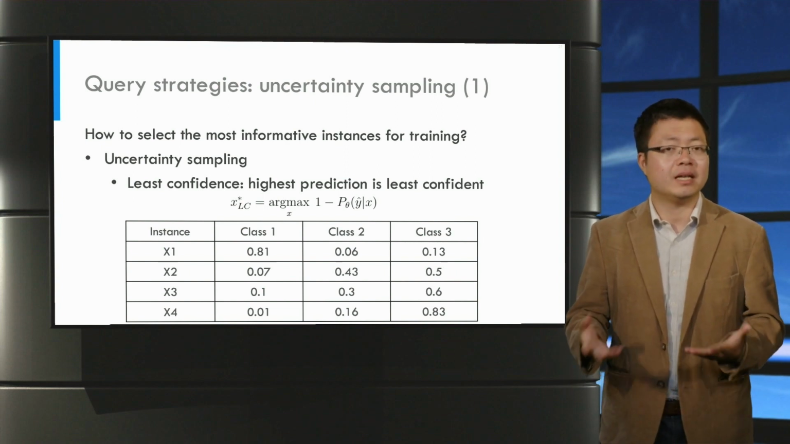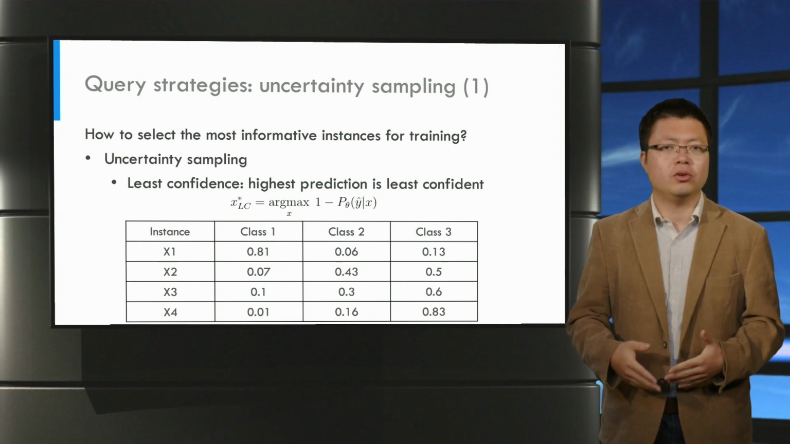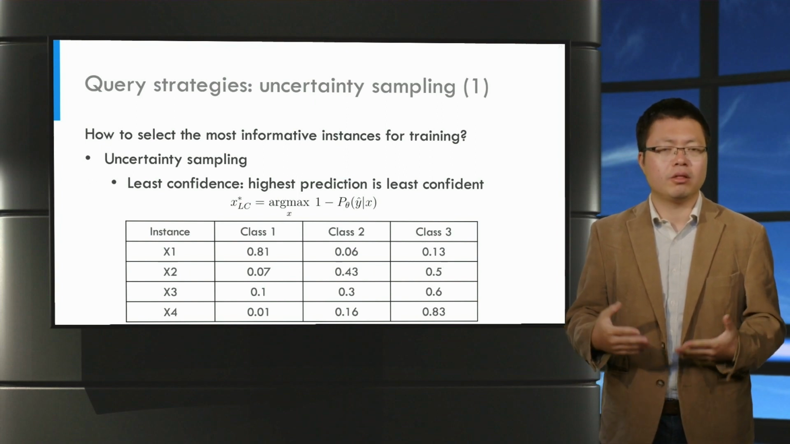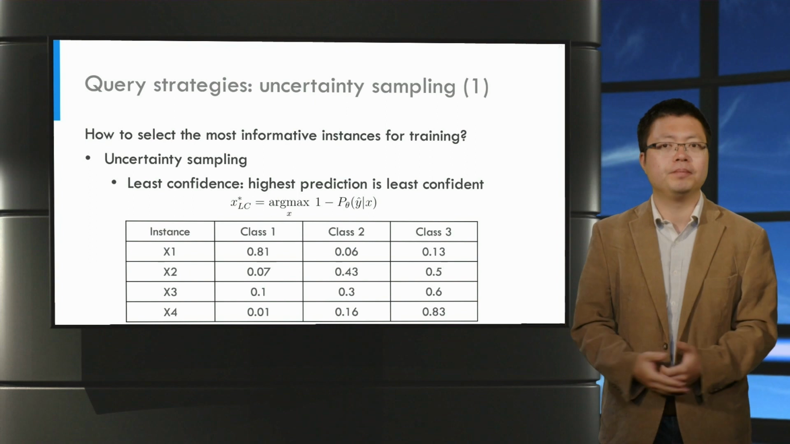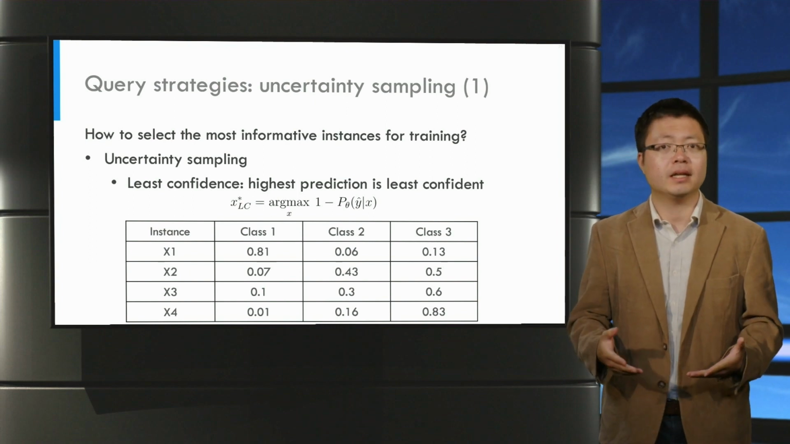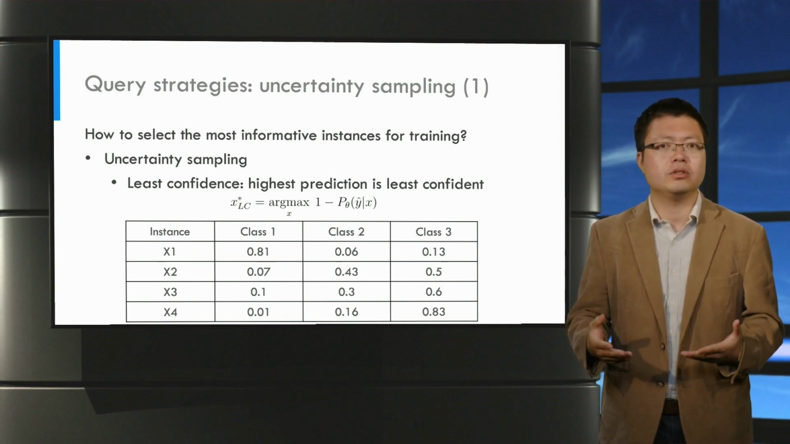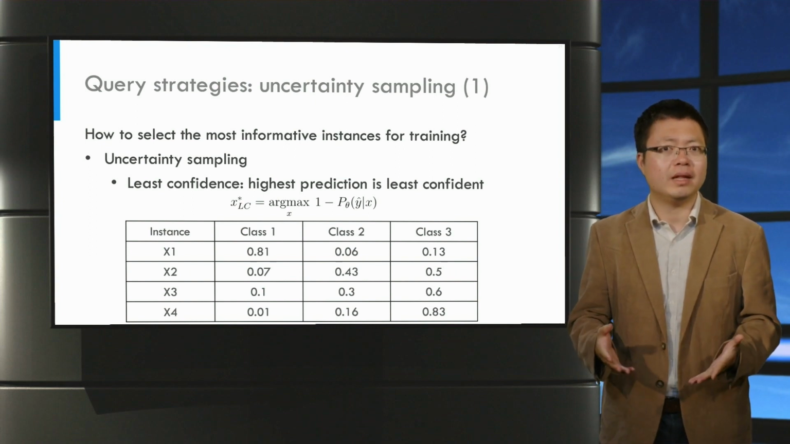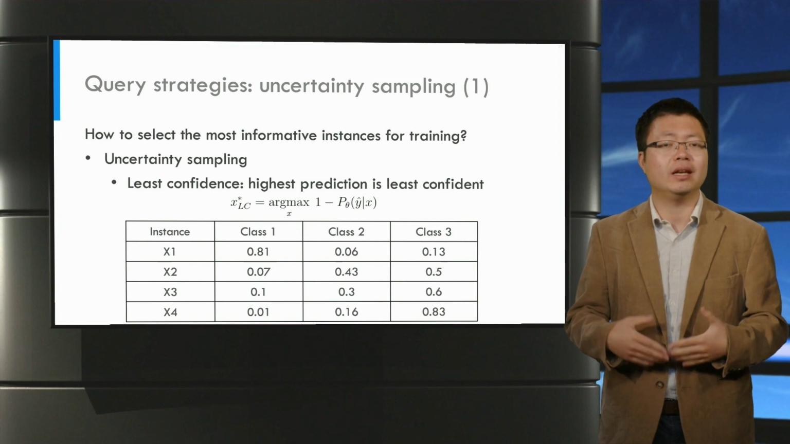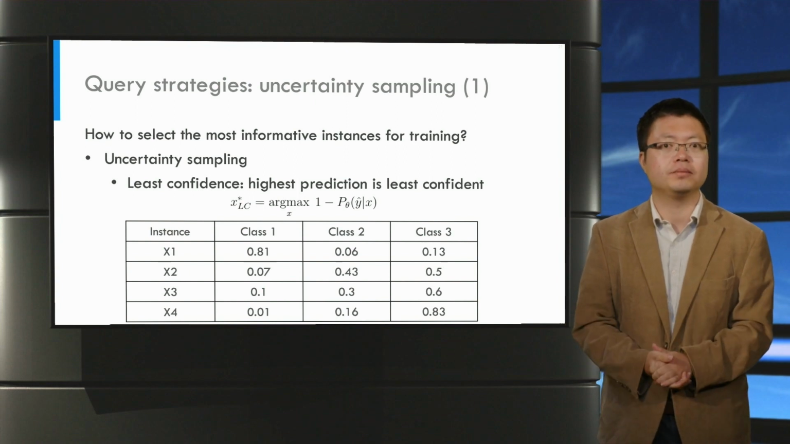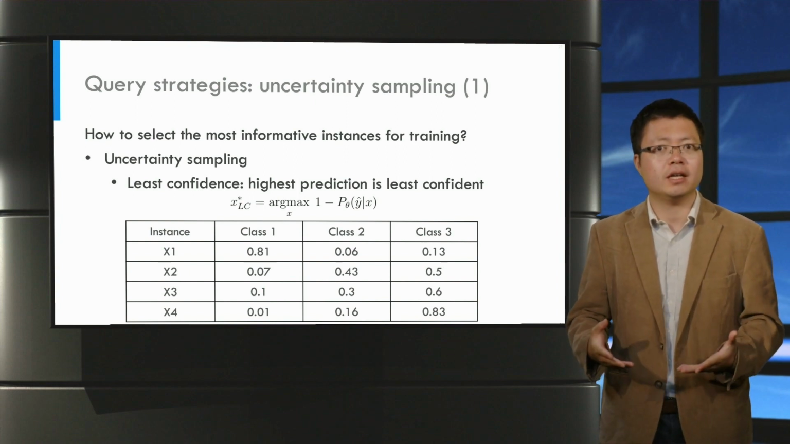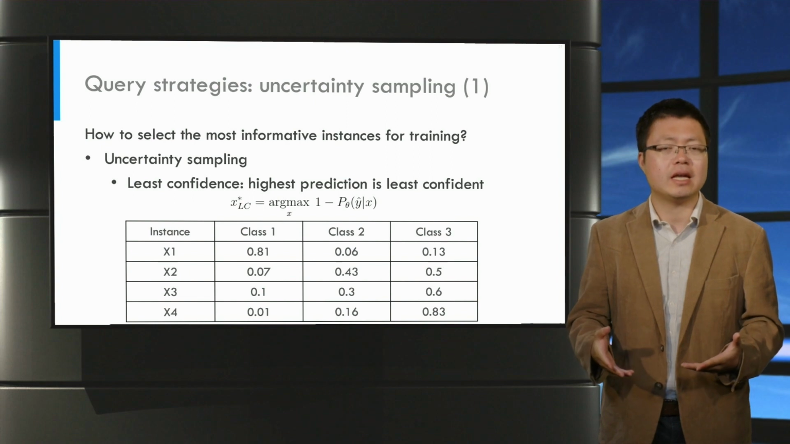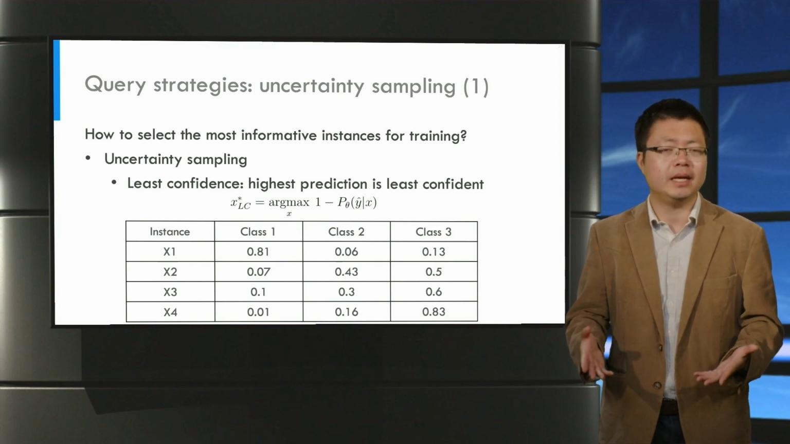Now let's look at an example. Here are 4 instances in a 3-class classification problem. You can see the predicted probability for the instance to be each of those classes. Which one would then be selected using the least confidence method? Well, we will first check which class each instance has the highest probability, right?